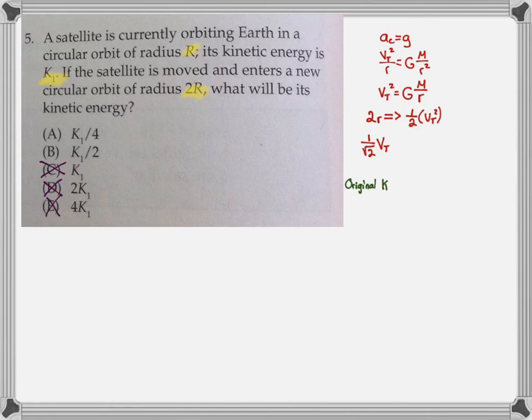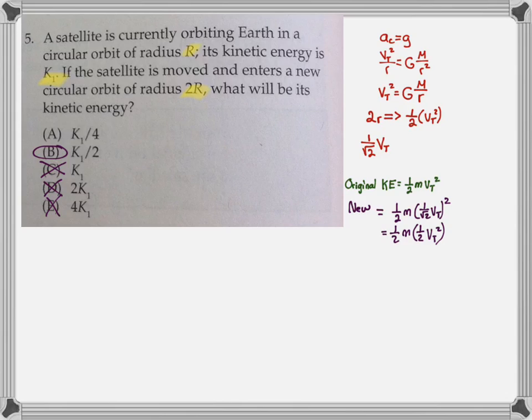If we look at what happens to the kinetic energy, if we assume the original kinetic energy was 1/2 m vt squared, and we decreased the velocity by 1 over square root of 2, then when we clean it up, it becomes 1/2 m times 1/2 vt squared, which means the kinetic energy is going to be half the size of the original kinetic energy. So our answer ends up being B. The kinetic energy decreases by half.